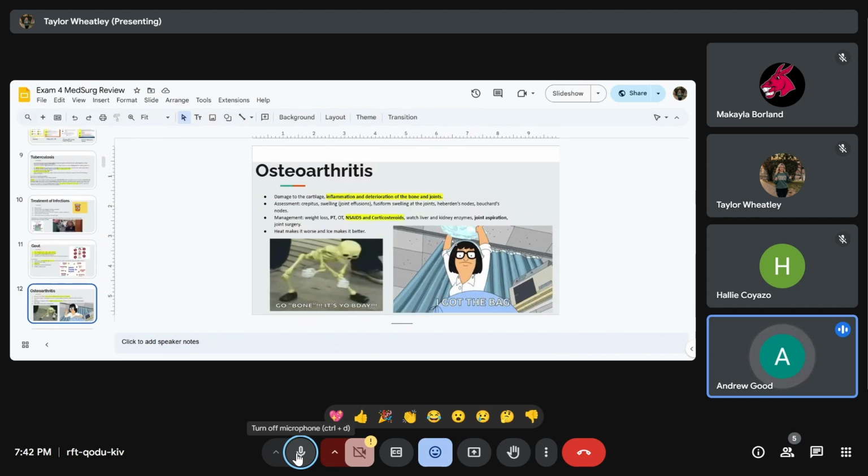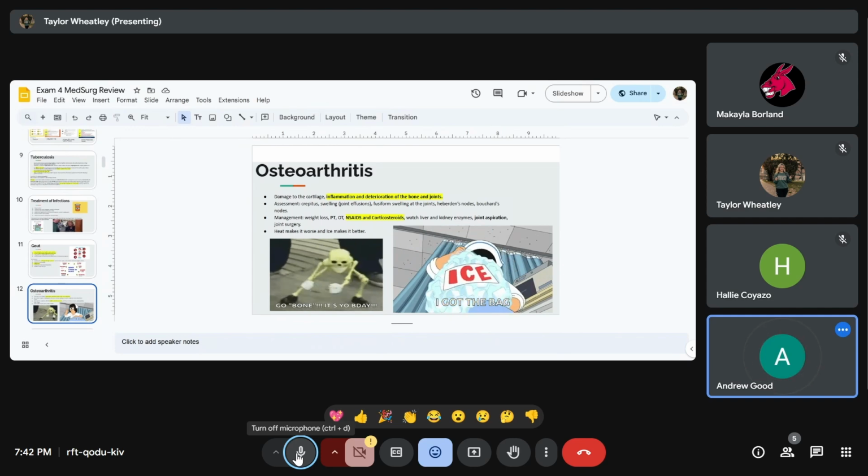Osteoarthritis. So damage to the cartilage. The inflammation will cause deterioration of the bones and the joints. You'll get the crepitus, the swelling, the fusiform swellings of the joints. This is where you'll get those nodules or nodes, the Heberden's nodes and the Bouchard's nodes.